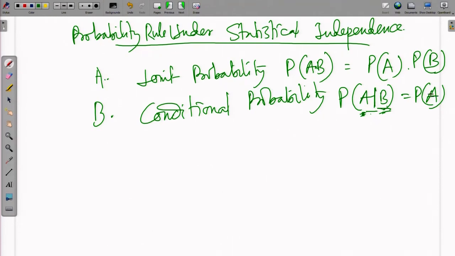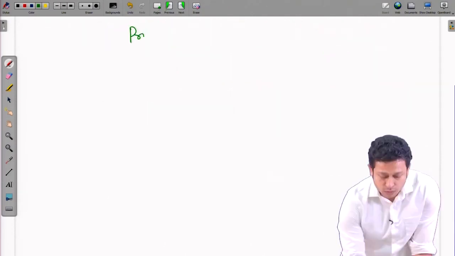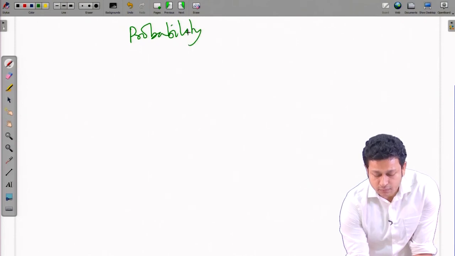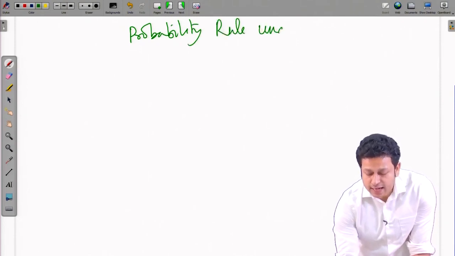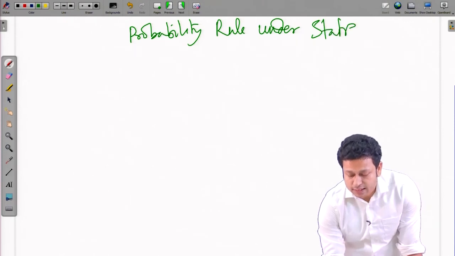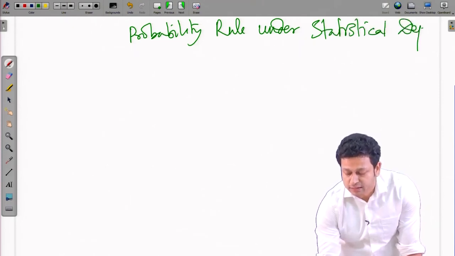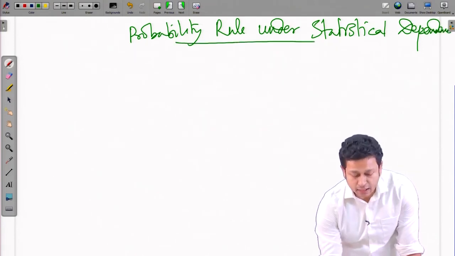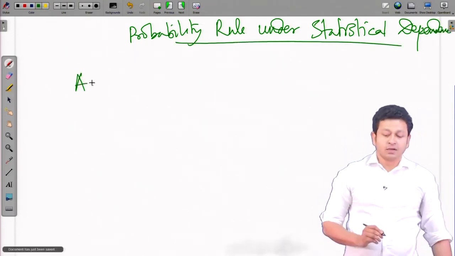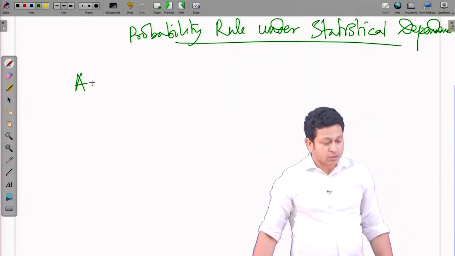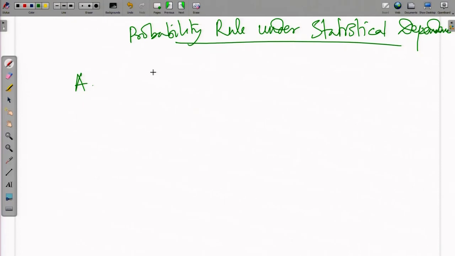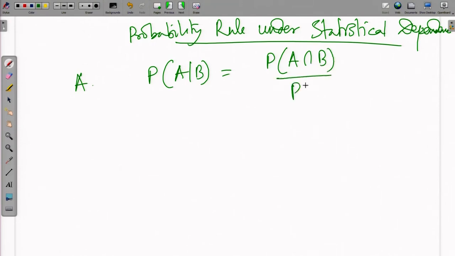So, the last thing is probability rule under statistical dependence. Now, they are no longer independent, and the most important thing that we will see here is what will happen to the conditional probability. Previously we wrote conditional probability A given B was probability of A when they are independent, but when they are not independent I write probability of A intersection B by probability of B. Okay, and we will try to understand this with an example.